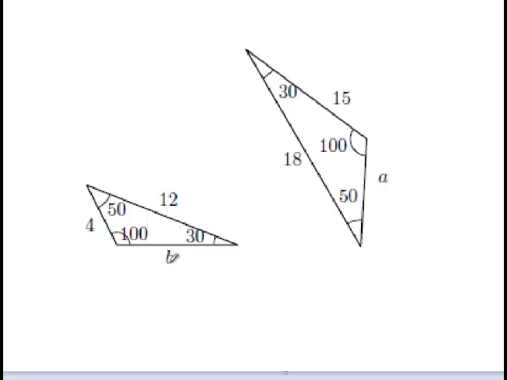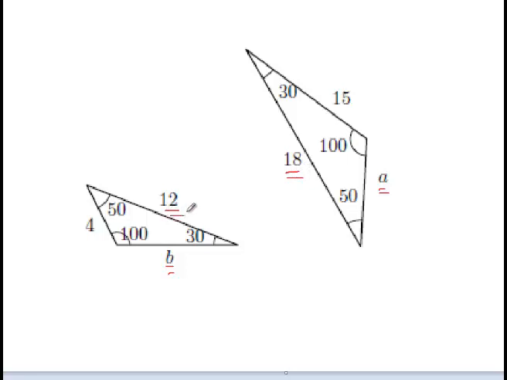So in this example over here, for example, we have to figure out what side A is, and what side B is. If we just look at it with the naked eye, it looks like A and B are corresponding to each other, but they're not really corresponding to each other. The one opposite the 100 degrees corresponds to the one opposite the 100 degrees over here. Here's where we can figure out the ratio between the two triangles.